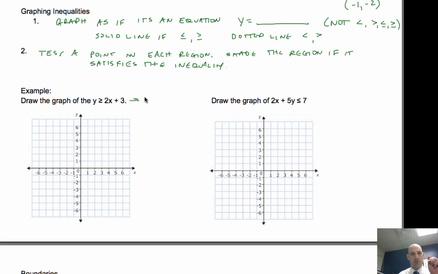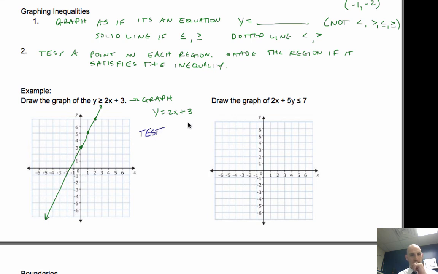So that means that I'm going to graph y equals 2x plus 3. So I'm going to use my y-intercept, 1, 2, 3, and then my slope is 2, so up 2 over 1, up 2 over 1. So my line is going to look like this. Okay, there's my line.